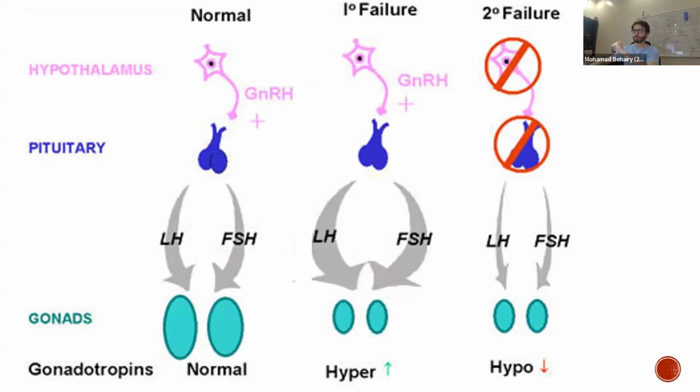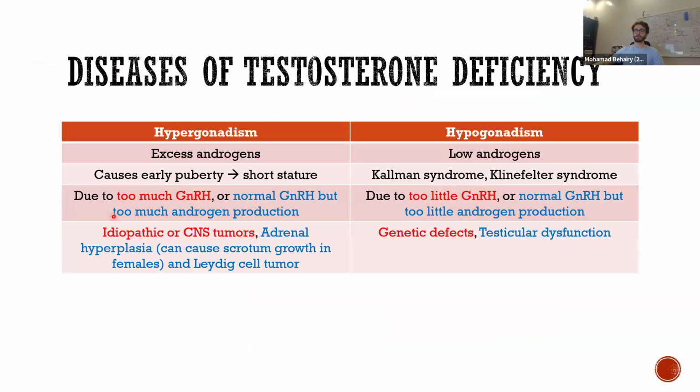Let's use a pointer. Either there is too much LH, FSH, and GnRH, meaning the problem is from the hypothalamus, for example, or the LH and FSH are normal but the problem is from the testes, or from the adrenal glands. It's producing too much androgens. The problem can always be either from the hypothalamus or pituitary, or from the organs that secrete the testosterone. In this case, it can be due to too much GnRH or normal GnRH, but there is too much androgen production.